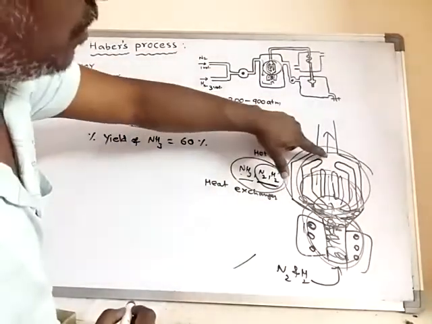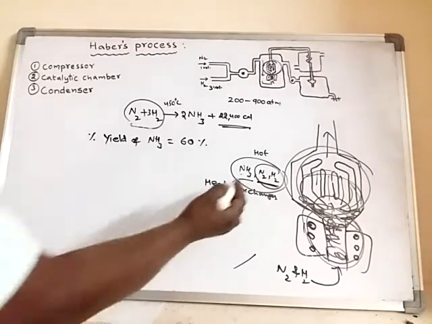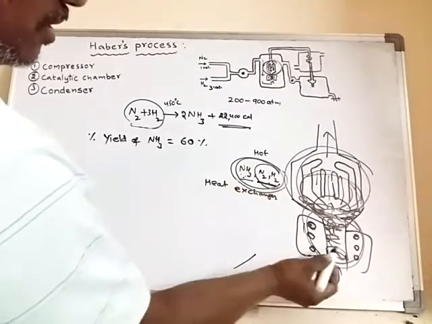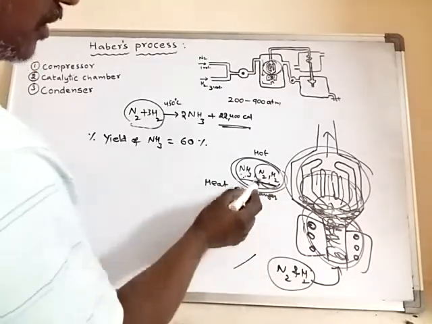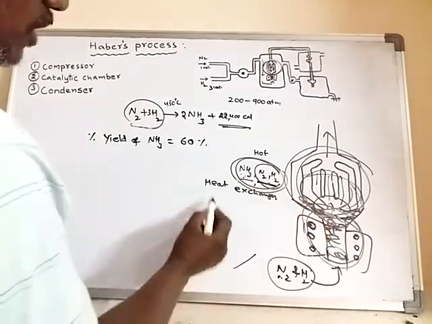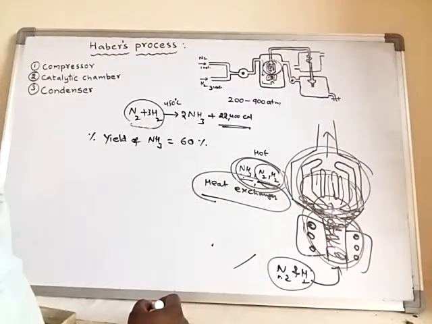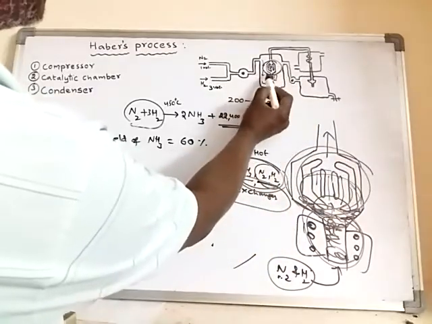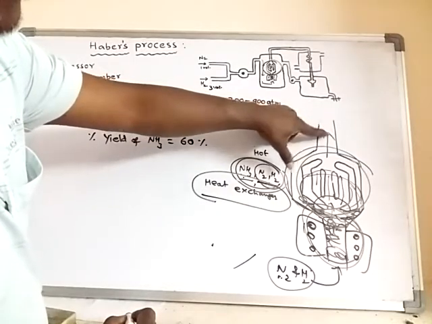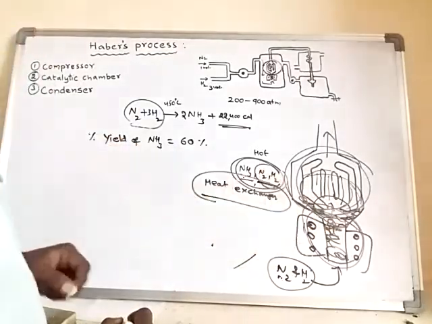While leaving, these gases lose some of their heat energy. And that heat energy which is lost by these gases is taken by the nitrogen and hydrogen in this area. That is why this chamber is said to be a heat exchanger. This area is called a heat exchanger, where the outgoing gases lose some of their heat energy, and the incoming gases take that heat energy.